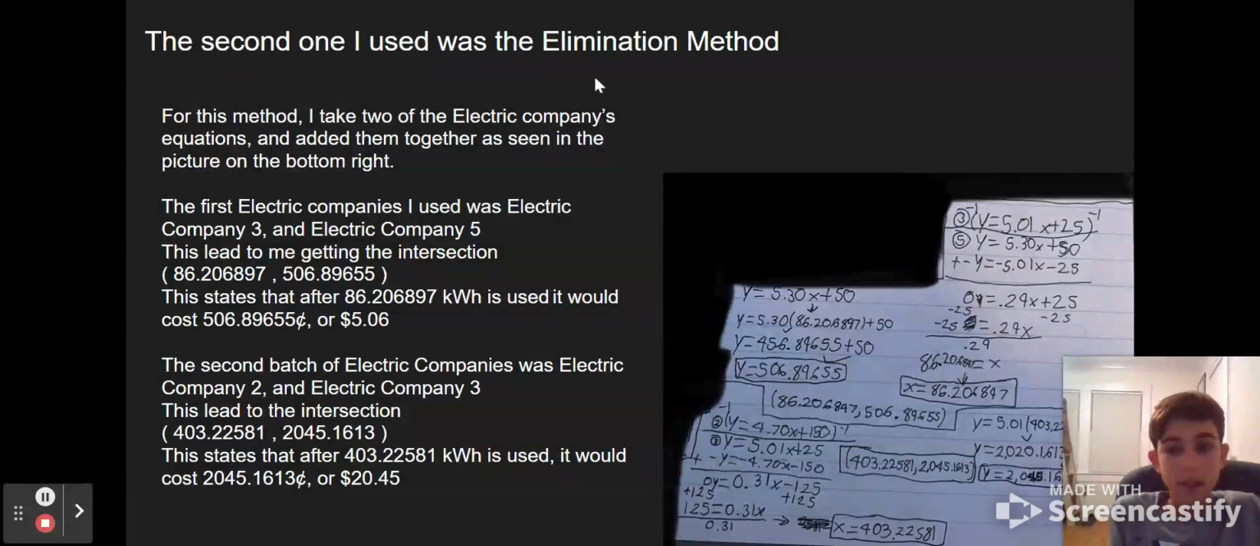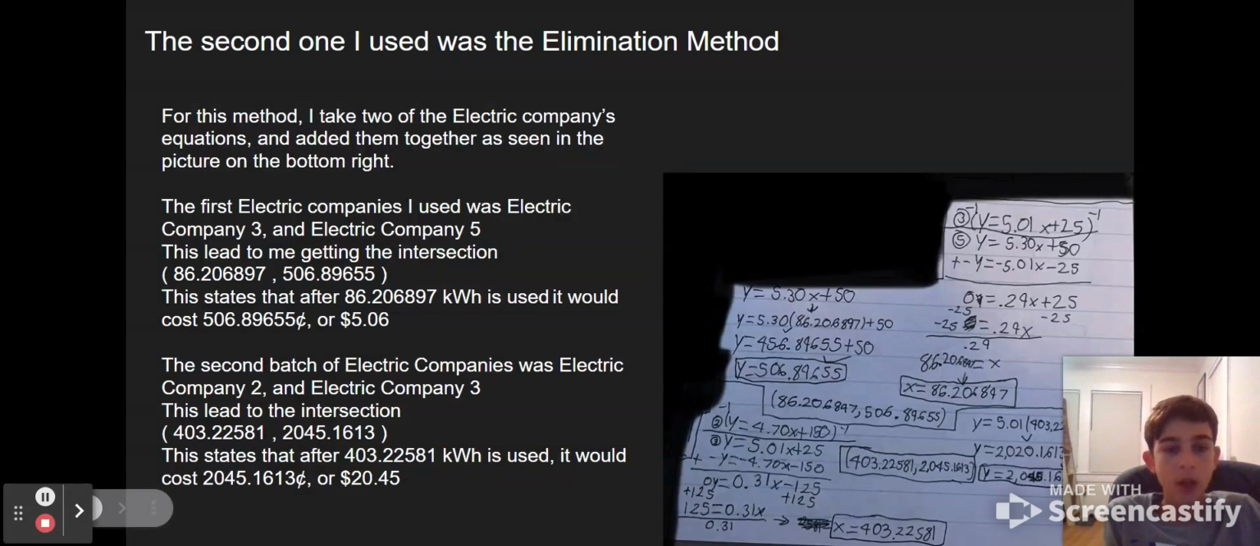Now, the second method I used was the elimination method. For this method, I took two of the electric companies' equations and added them together, as seen in the picture on the bottom right. Basically, I added them together to try to get rid of one of the variables, which was x or y, and just turned it into this right here.